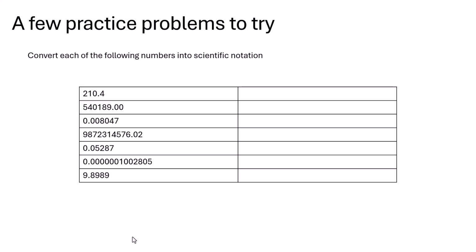Okay? All right, so here are a few practice problems to try. Convert each of the following numbers, again, not measurements because there's no unit there, into scientific notation. So I really encourage you to just try this. Pause this presentation for a minute. I'm going to count to 3, and then when I come back, I will fill in the correct answers in the table. So give it a shot.